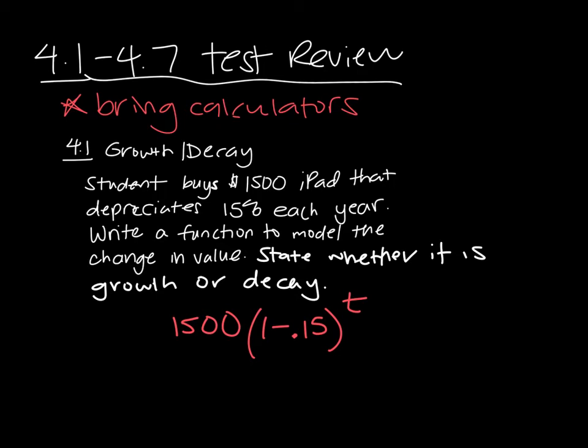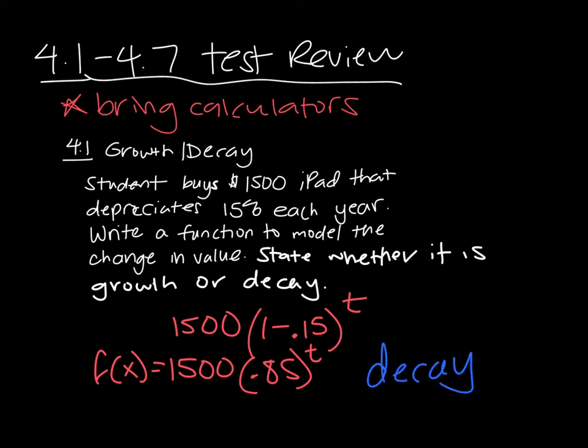And then I just want to go one more step and take that 0.15 away from 1. So this would be 1,500 times 0.85 raised to the power of t. And there's my function. And then again, identify if it's growth or decay, and we just said that this is what? Decay, right? It's losing value. Questions so far? So you don't have to graph it, you're not finding the value, you're literally just doing the setup of it. That's it for 4.1.